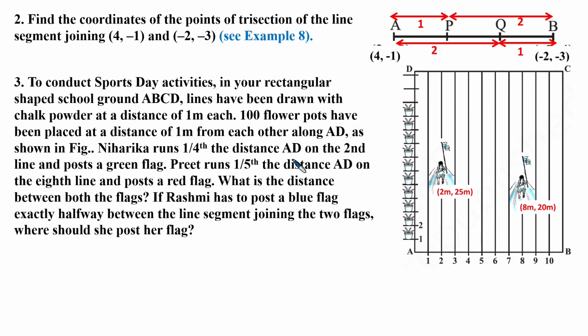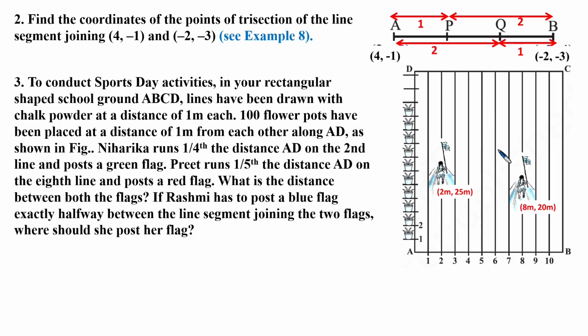Niharika runs 1/4 the distance AD on the second line and posts a green flag. So how much does she run? A quarter of the distance of AD, that is 100 meters. That means a quarter of 100 meters, 25 meters in the y-axis, and since it is the second line, this is 2 meters. So this is the coordinate of Niharika.